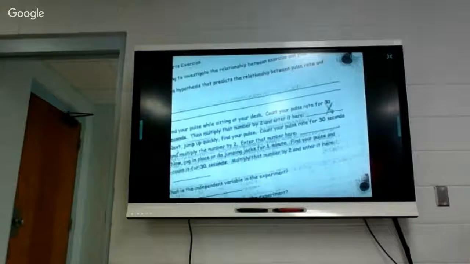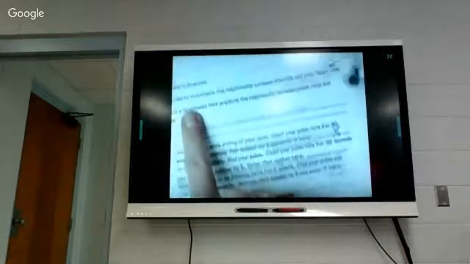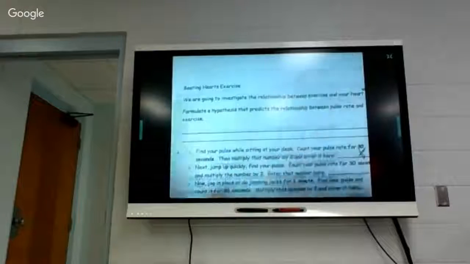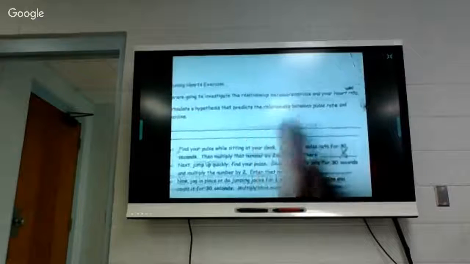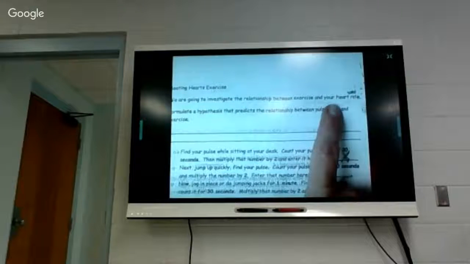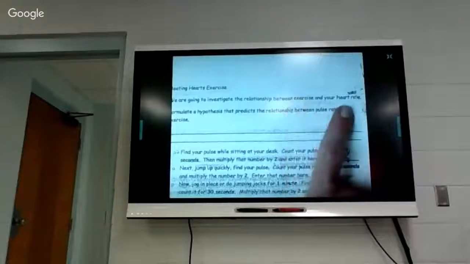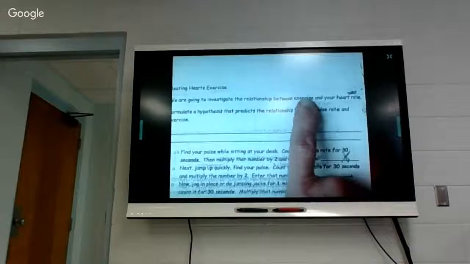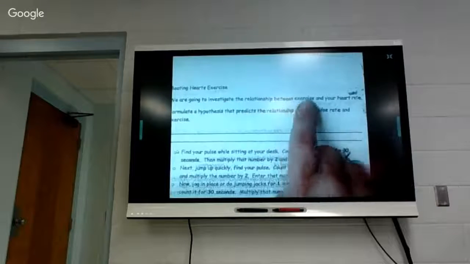Okay. So you're going to be taking your resting pulse rate in just a second. So before we do that, look up here, and here's the whole focus of the experiment. So we're going to investigate the relationship between exercise and your heart rate. We're going to do that as a measure of your pulse rate. Okay, so what is the independent variable and what's the dependent variable in that sentence? It's either going to be exercise or heart rate. Exercise is the special treatment you're going to do to your body. We're going to see how it affects you. So that is your independent variable.